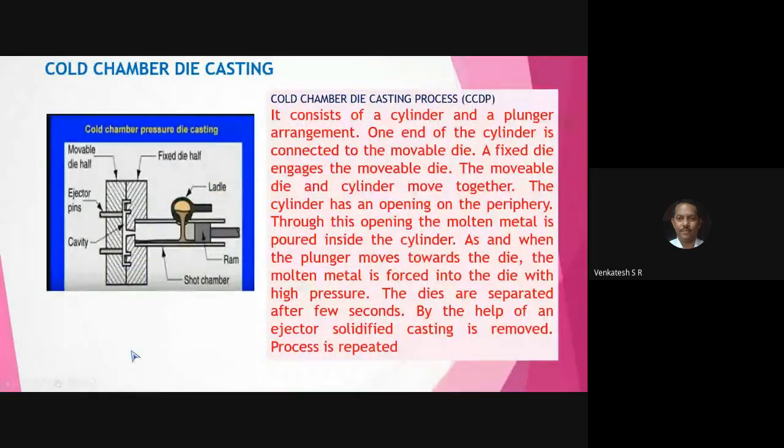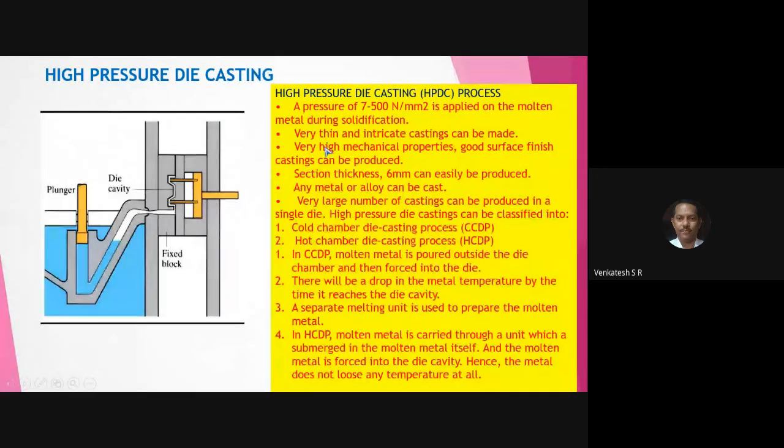Next, come to the point, cold chamber die casting. See, in the previous case, the die temperature in high pressure die casting usually varies from 30 degrees to 50 degrees. There is no temperature requirement in the die because the liquid metal is at a temperature of 200 to 600 degrees centigrade. No need to use temperature in the high pressure process. So usually this is also carried out at room temperature or a little bit higher.